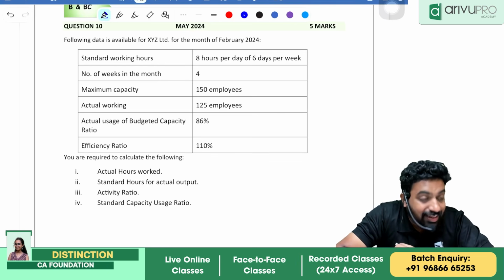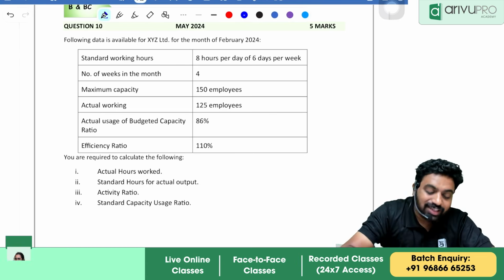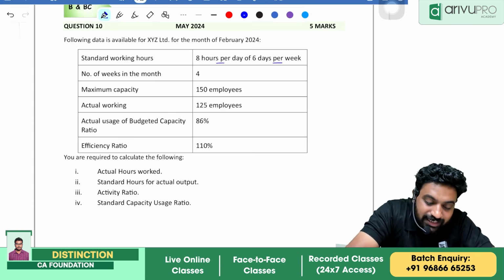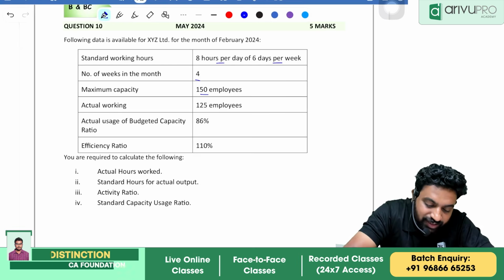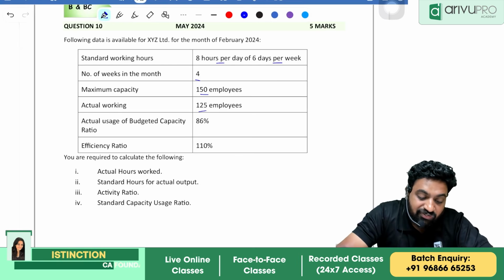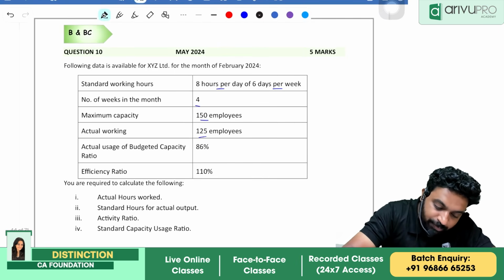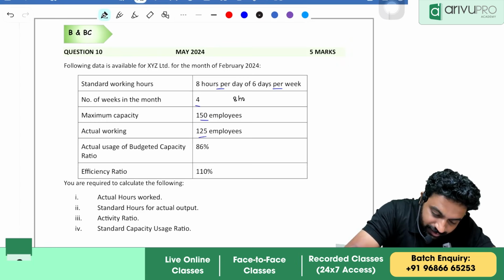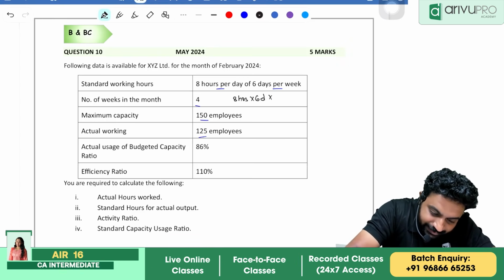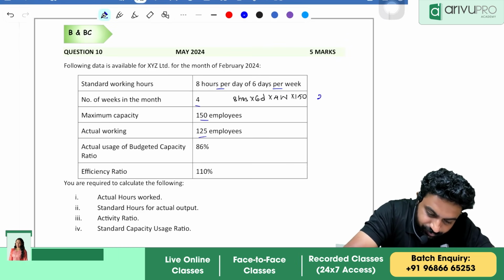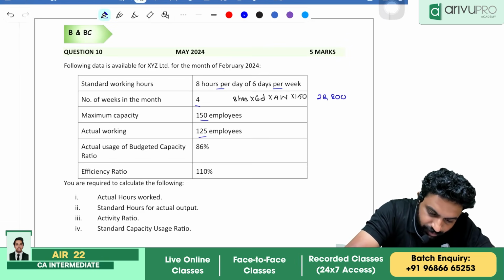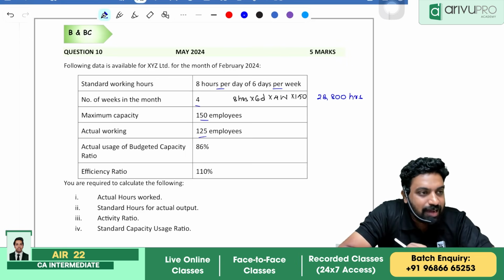Following data is available for XYZ Limited for the month of Feb 2024. Standard working hours are 8 hours per day, 6 days per week, for 4 weeks. Maximum workers is 150, actual is 125. Using that we can find maximum hours as well as budgeted hours. First, let's compute maximum hours: 8 hours, 6 days, 4 weeks, 150 workers. 28,800 hours is your maximum.